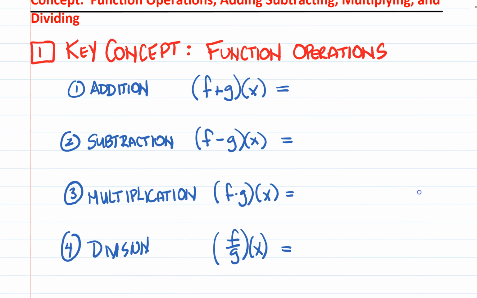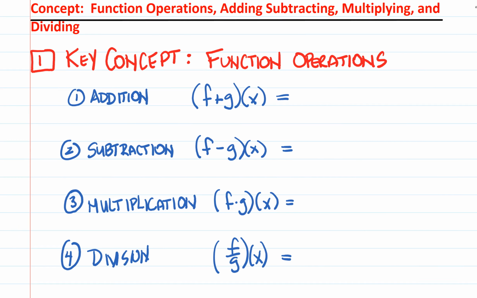So here is box 1 for you. This looks intimidating, but it is not really a big deal, because I think we talked about this a little bit. I think I introduced it in Algebra 1 for some of you. For function operations, we have 4 main operations, just like in regular mathematics: addition, subtraction, multiplication, and division.